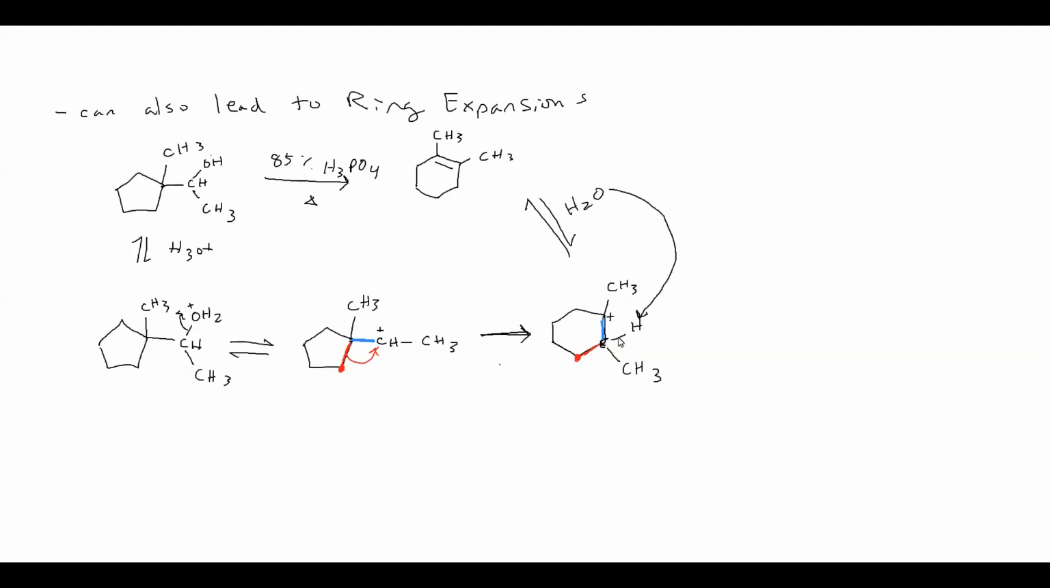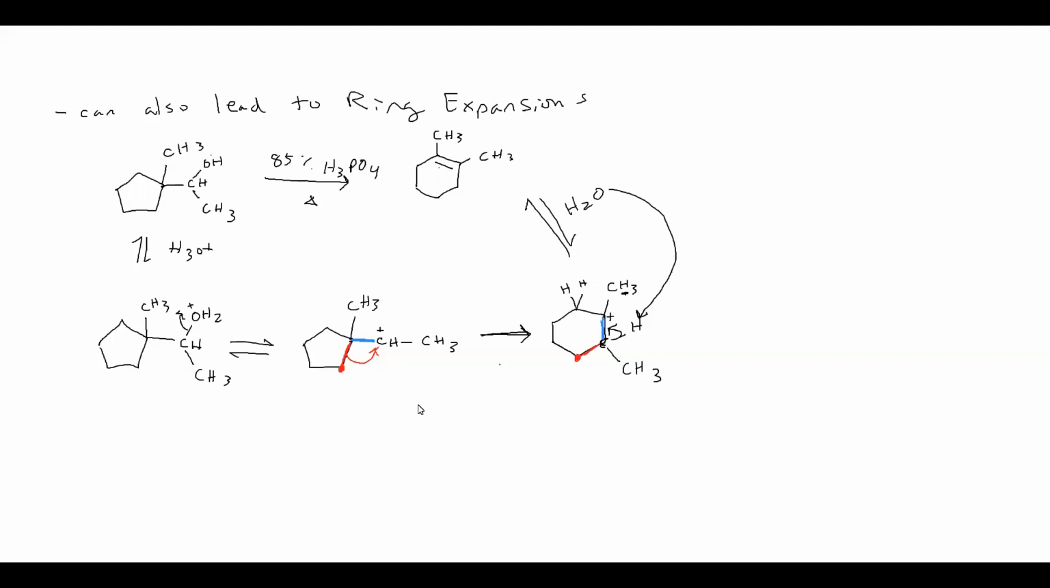And then finally, water can abstract a proton to form, as the major product, this alkene. And this is going to be the major product versus abstracting a proton from here or one from here, right? Because of Zaitsev's rule. That's going to be our thermodynamically most stable product, the most substituted alkene.